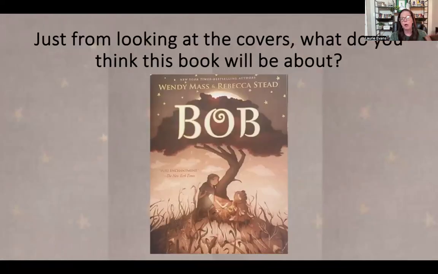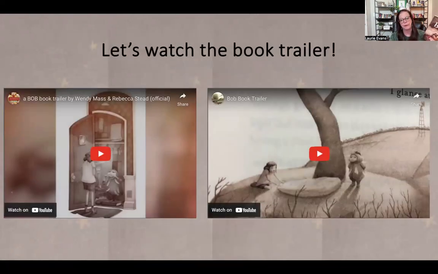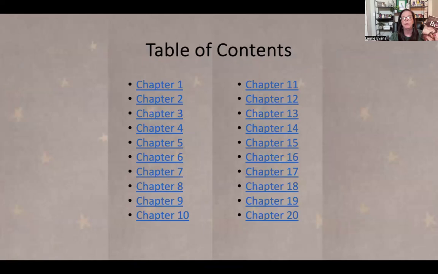You start off by asking the kids what they think the book is going to be about. I have two book trailers here because I could not decide between the two of them, so I put both of them in here. You will show them those. Now, here is your table of contents. If you finish one day on chapter 7, the next day you're starting on chapter 8, you don't have to scroll through the slides. You just click on chapter 8 and it takes you straight to it.